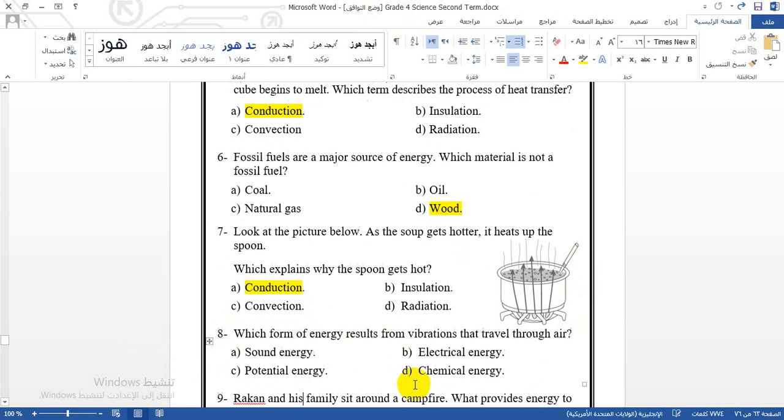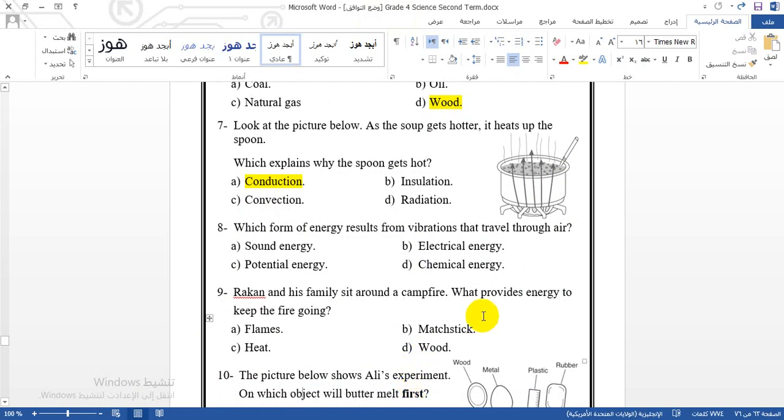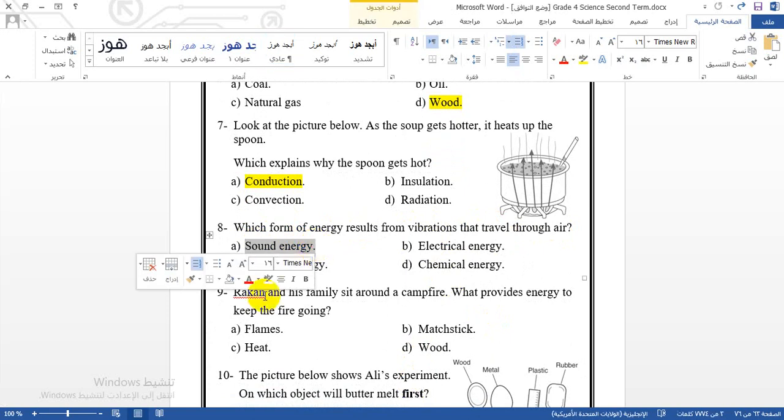Okay. Which form of energy results from vibration that travels through air? I know that the energy of vibration that travels through the air is an example of sound energy. Okay, guys, it's an example of sound energy.